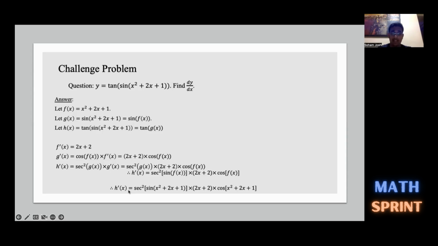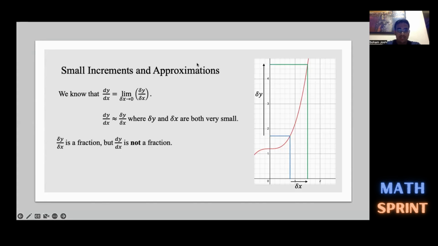h dash of x is equal to sec square of sine x squared plus 2x plus 1 times 2x plus 2 times cos x squared plus 2x plus 1. So if you got it right, give yourself a big pat on the back. This was not an easy question for a person who's never done calculus before. But if you didn't get this question right, don't worry, you're still new to calculus. Practice makes perfect.